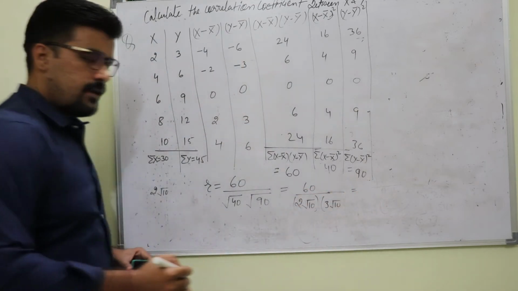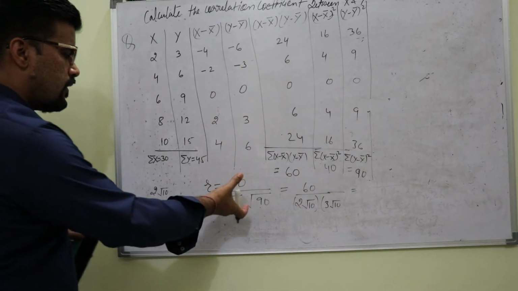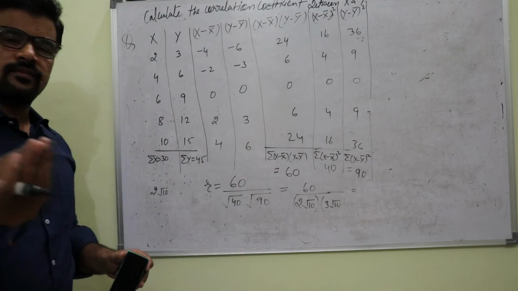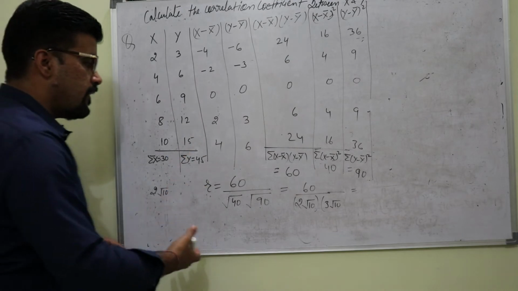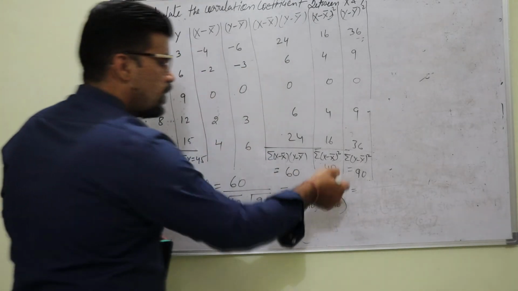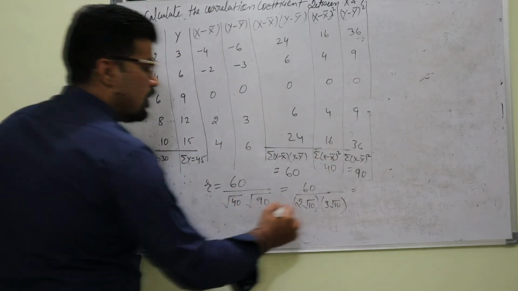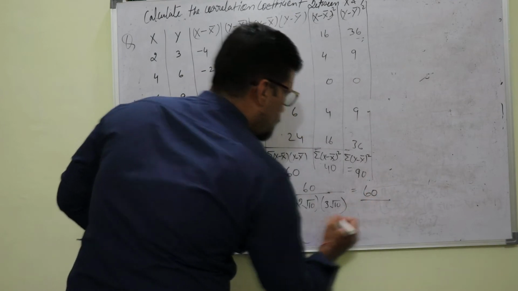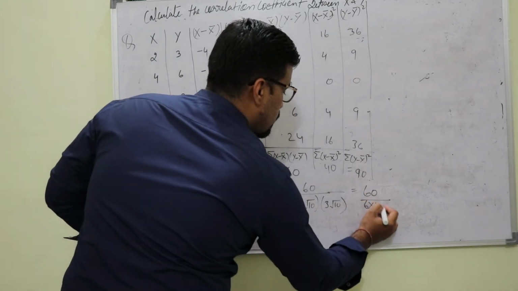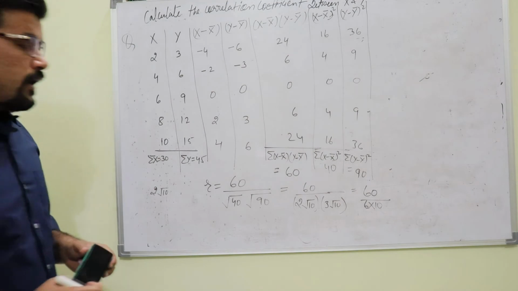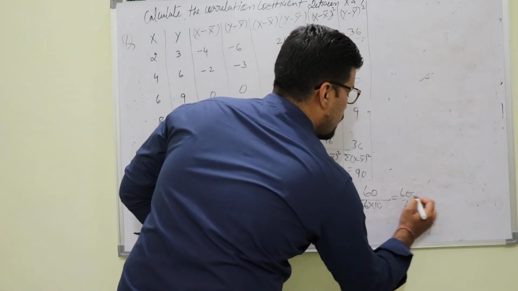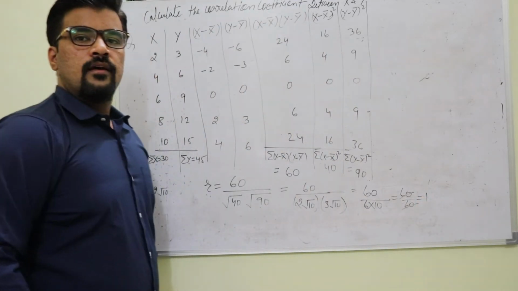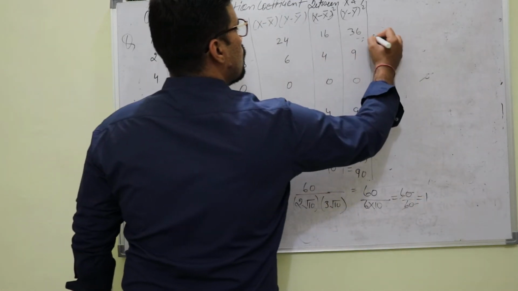I don't have a calculator right now, but you can do it in a fraction of a second, because you just need to put all these values into the calculator and you'll get the answer. But right now I am doing it manually, so I am using some mathematical techniques, nothing else. So 60 divided by 6 into 10. Okay, so it is 60 upon 60. You'll get 1. So r is equal to 1.